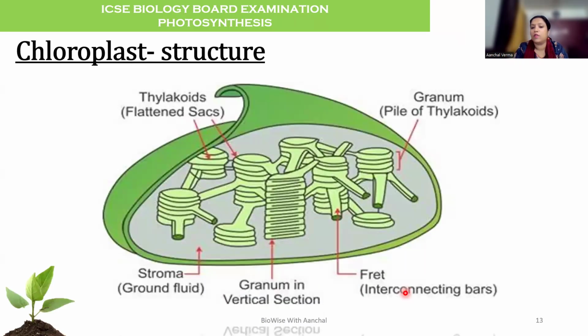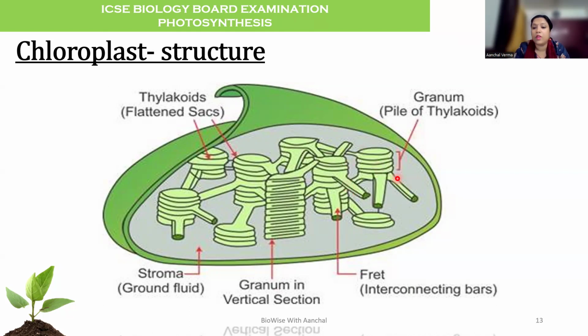This is the structure of chloroplast. You can see it is a double membrane structure filled with a liquid which is called stroma. Stroma, not stoma. Then you have granum. Granum is a pile of thylakoid. Consider thylakoid as coin. If you have a stack of coins, it is called a granum. Many stacks of coins are called grana.